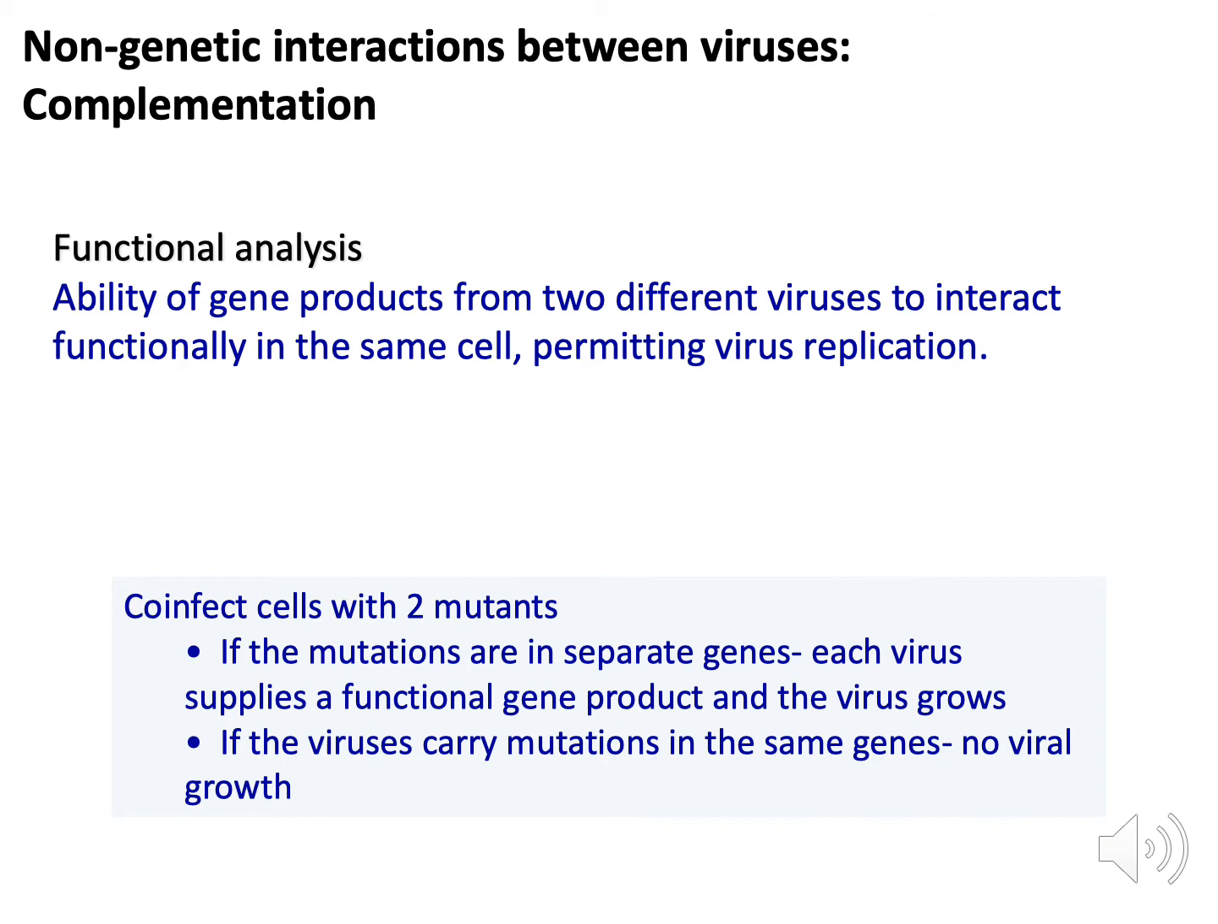So it's important to distinguish complementation, which occurs at the level of proteins, from recombination, which occurs at the level of the genome. So in complementation, if the mutations are in separate genes, each virus supplies a functional gene product and the virus can grow. If the viruses carry mutations in the same genes, they're both defective, then you wouldn't get viral growth.